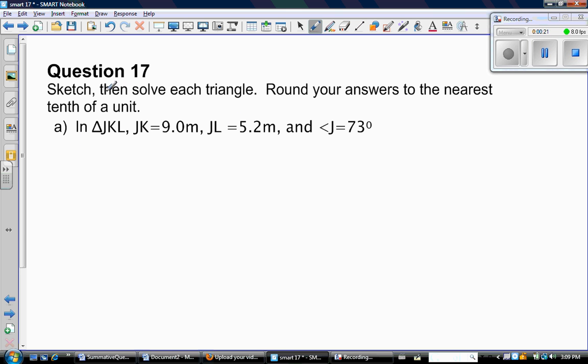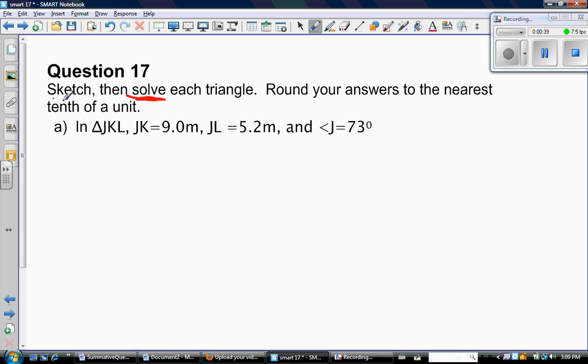It says sketch and then solve each triangle. And we're supposed to round our answers to the nearest tenth of a unit. So solving a triangle means find the values of all the angles and all the sides. So make sure that when you're done, you can label all 6 things fully. So let's look at this.